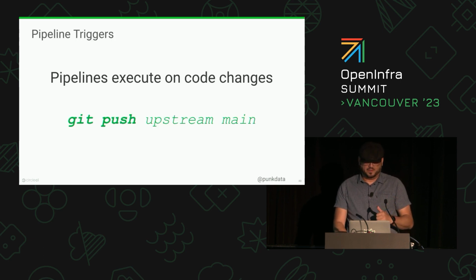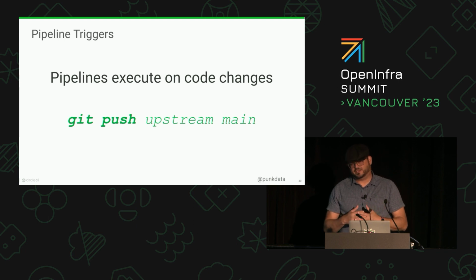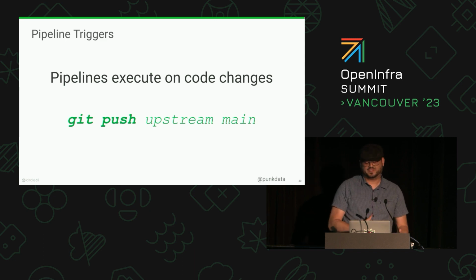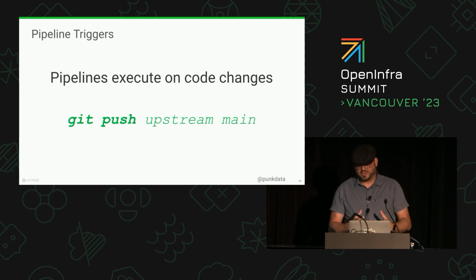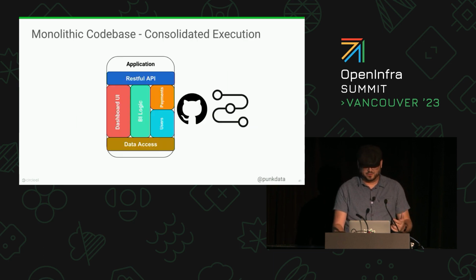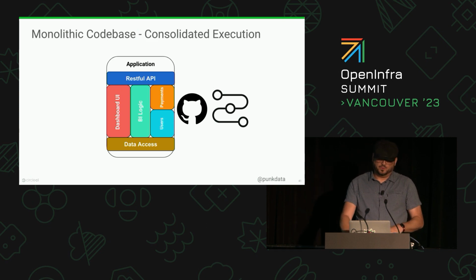Now, in current systems, including CircleCI, the general trigger for a pipeline is a git push upstream. Some developer makes code changes and pushes that change upstream, and then your CI/CD pipeline detects that code change through the push and executes your pipeline. So this is what it looks like in a monolithic code base.